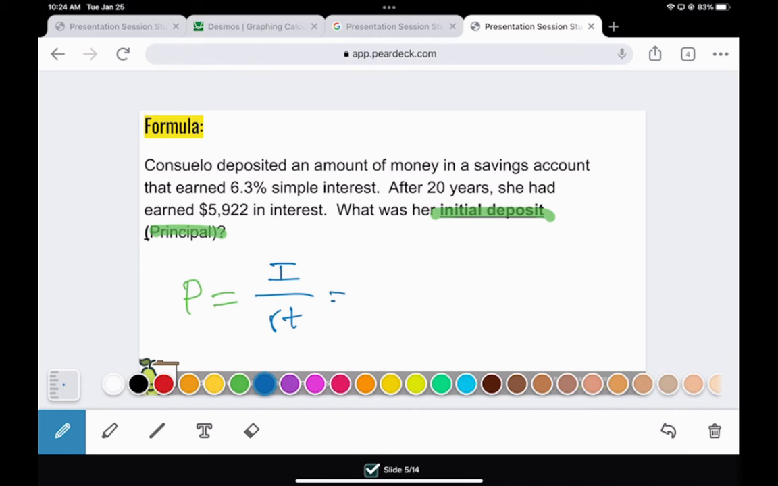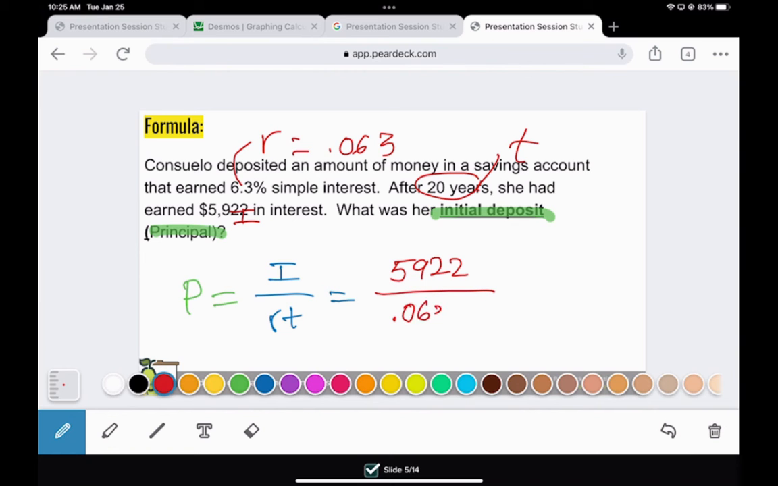So let's plug it in. Again, I have the principal. So I'm just going to label what I know. This is I. This is the rate, which is 0.063. This is the T. So 5922 over 0.063 times 20.